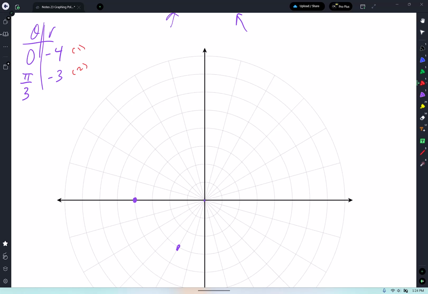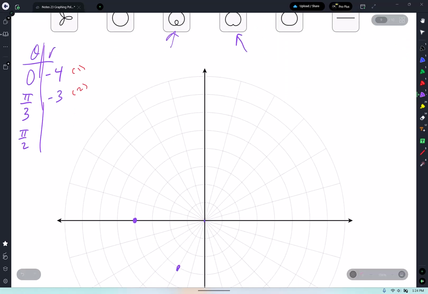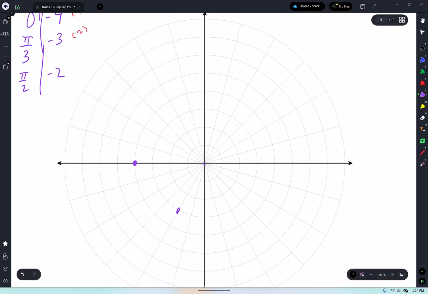I'm going to plug in pi over 2 now. Cosine of pi over 2 is 0, so I'm just going to have -2. So pi over 2, -2, 1, 2. Remember, go to the angle first and then go reverse, the R. We still okay? That's my third one, so I'm going to put number 3.